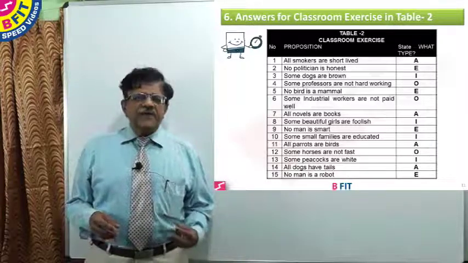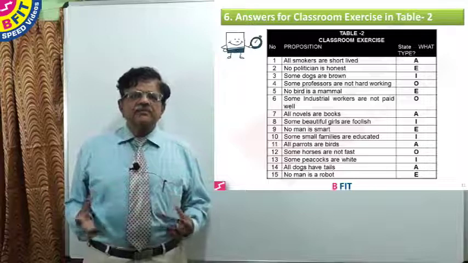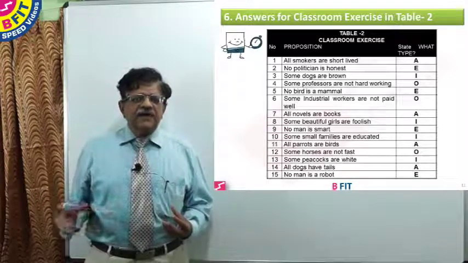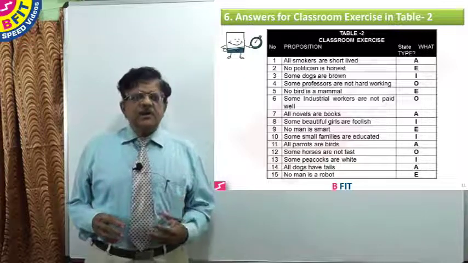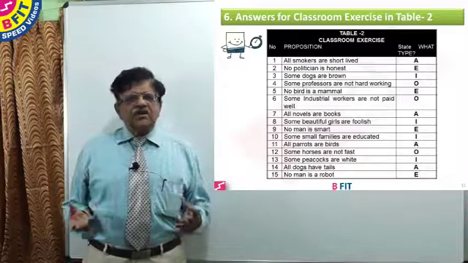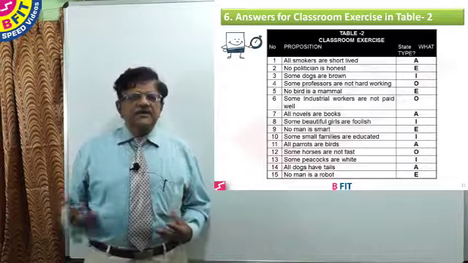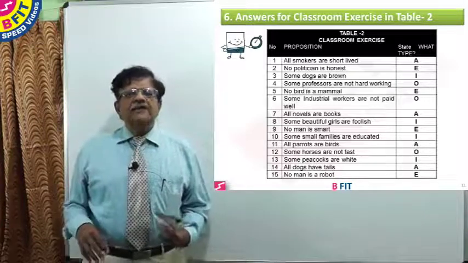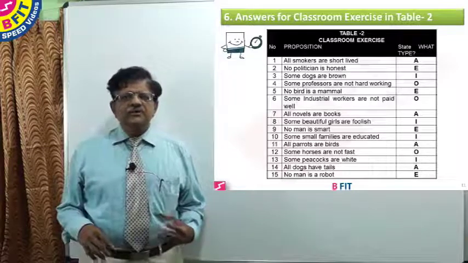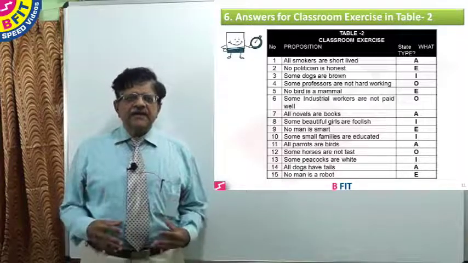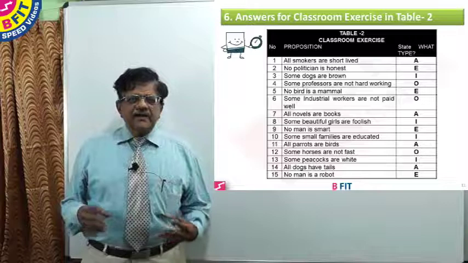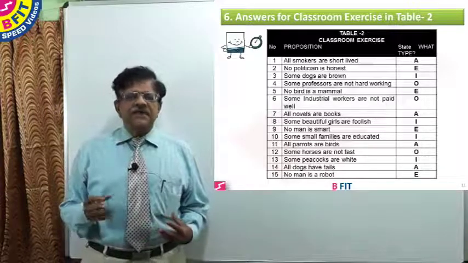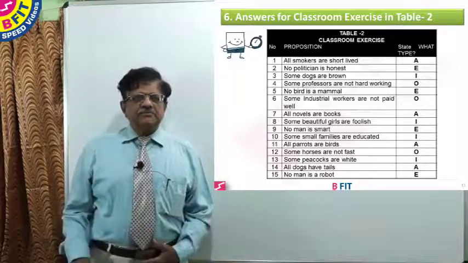Some peacocks are white. Again it is not talking about all peacocks, a portion of the peacocks, some peacocks, and there is nothing negative, therefore it is I-type statement. All dogs have tails. It talks about all dogs, and there is nothing negative, universal affirmative, therefore A-type statement. No man is a robot. It talks about the entire universe of a man, and it is a negative statement because it starts with no, and therefore it is universal negative and E-type statement.